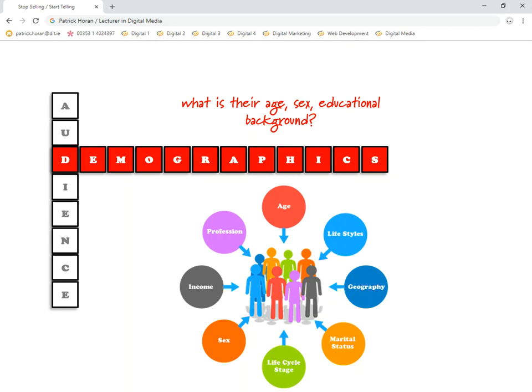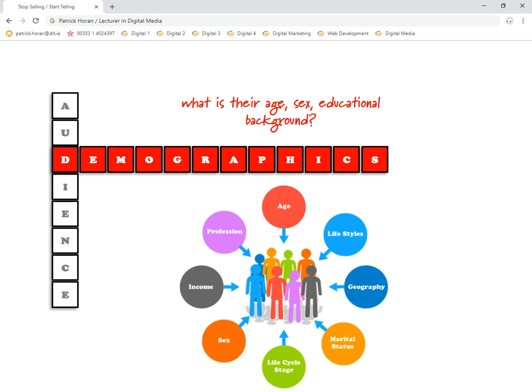So as much as we can about their age, their marital status in certain cases, because if they are married, it might have a different effect on the decision-making process. If they have families, if their families are young, if their families are teenagers, if their families are growing up, it might be a very different prospect. It might be a very different conversation. So it's very, very important for us to know these, okay?